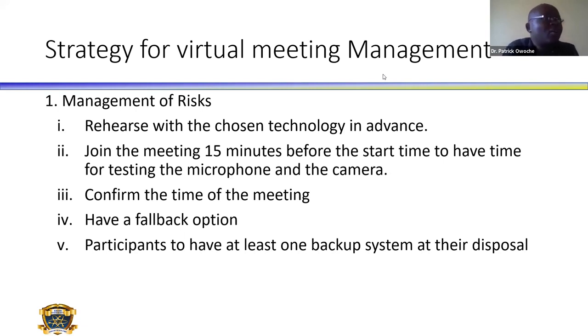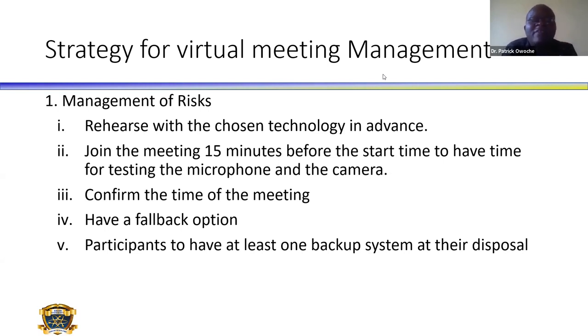Have a fallback option. For example, where I am here, I'm using Wi-Fi by the service provider, the home fiber. But if power goes off, the fiber, the internet will go, connectivity. So I need a fallback, which is my phone and the data. In case it goes, then I'll use that.